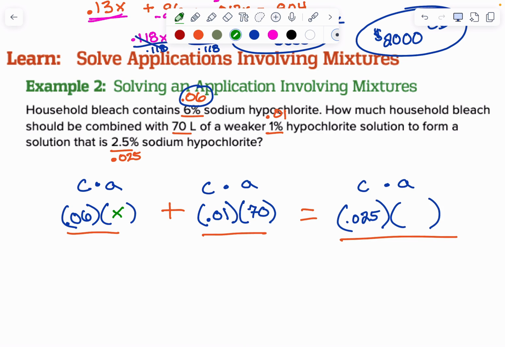What will my overall amount be? 70. Yeah, absolutely, right? X plus 70 is what will end up being the answer at the end, right? Look at that. Easy peasy. Now it's just the same as what we were doing before, right?